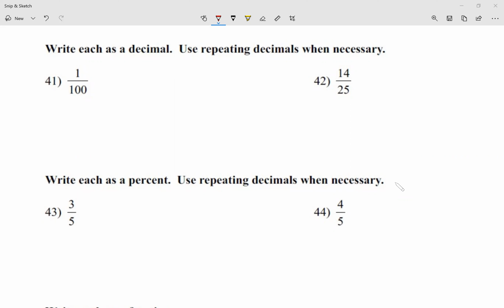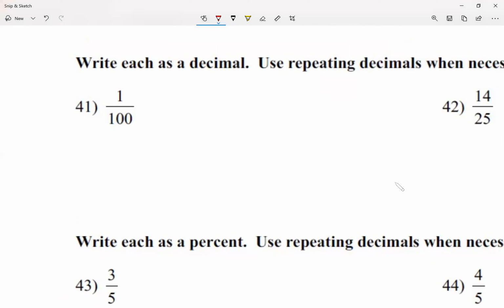All right, so let's see. I'm going to work 41 through 52. Looking at number 41 and 42, write each as a decimal. Use repeating decimals when necessary. Notice I'm going to start from a fraction. From fraction to decimal, there are two ways I showed you how to do this. I'm going to review both ways.